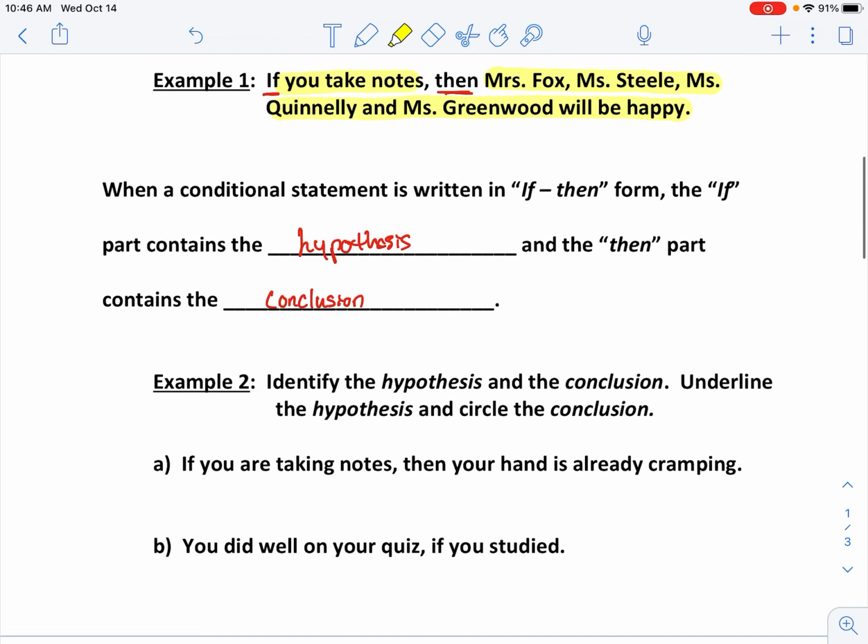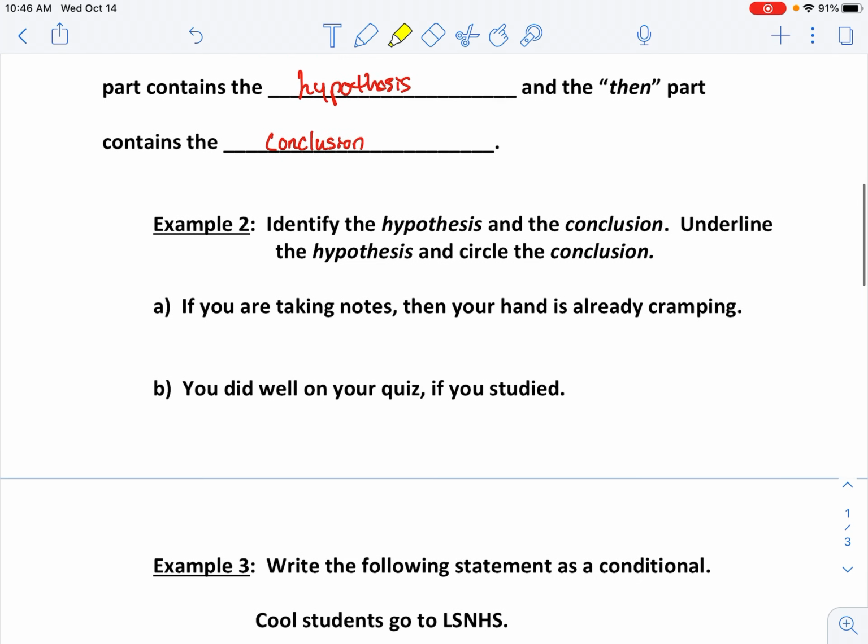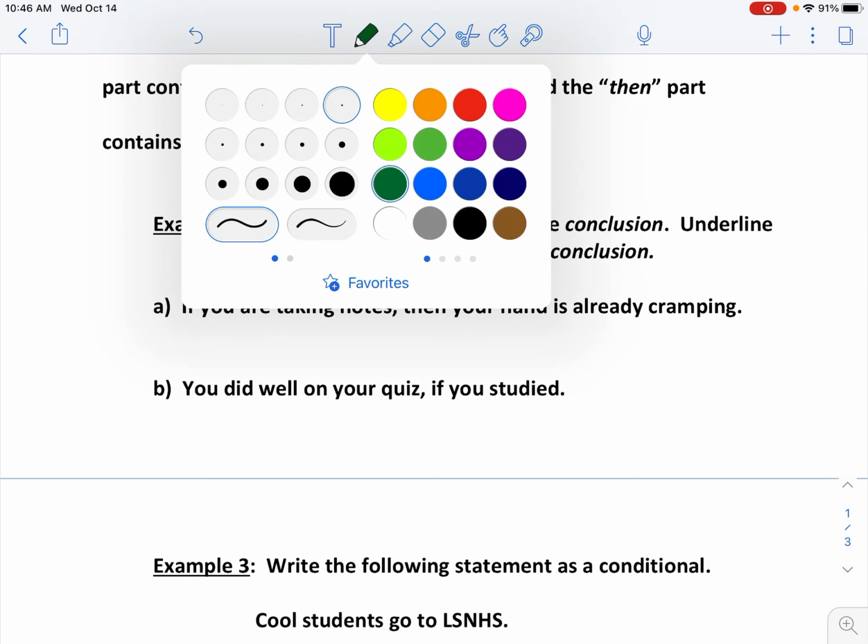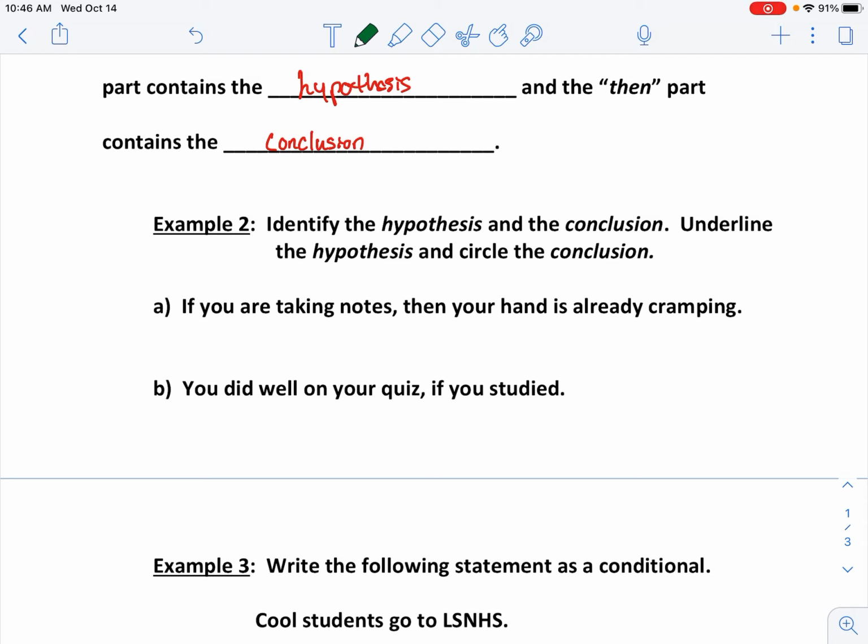We're going to take another look at it here in example 2. They give us some conditional statements, and we are asked to underline the hypothesis and circle the conclusion. So here for part A, if you are taking notes, then your hand is already cramping. Whether that's true or not, we're identifying the hypothesis by underlining it: you are taking notes. Notice I did not underline the if. Again, that is not a part of the hypothesis. And the conclusion is your hand is already cramping.